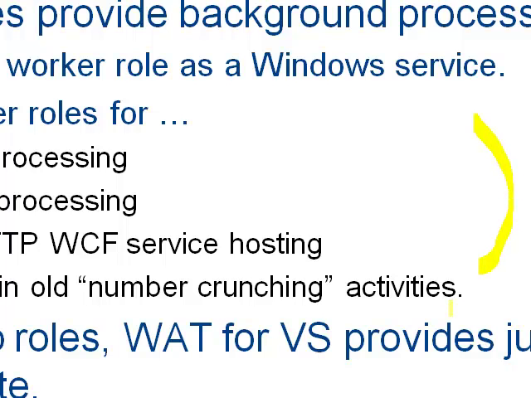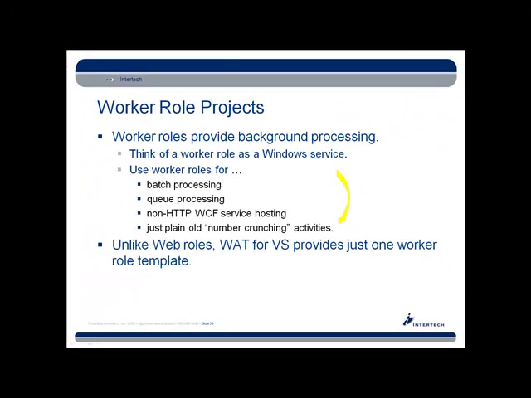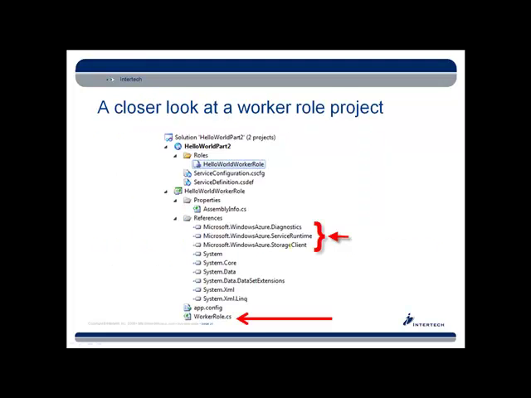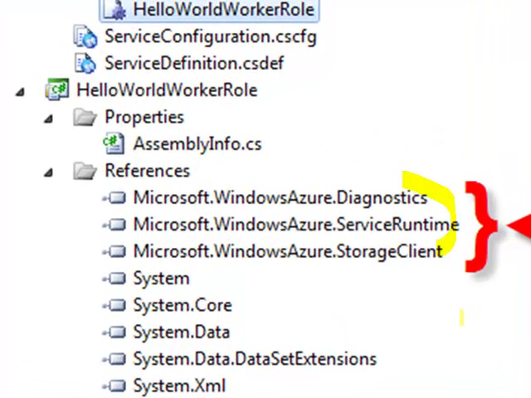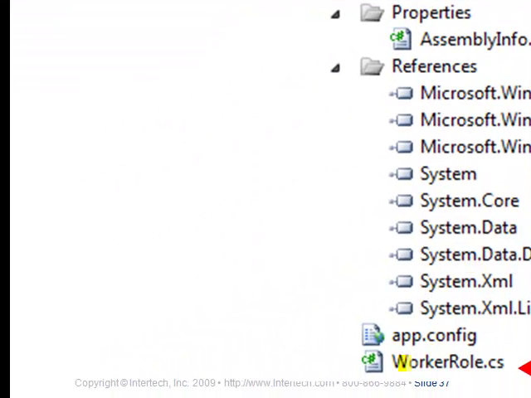Again, unlike web roles, the Windows Azure Tools for Visual Studio provide just one worker role template. So you don't have to pick from the types of worker roles you want. There's just one today. If we take a look at a worker role project, for those of you who do, say, WCF service type work that's not based in IIS, you probably see some similarities. What you'll find inside of a worker role project, again, are the namespace references for the Windows Azure code, the API. In addition, you'll find a workerrole.cs file as opposed to a webrole.cs.